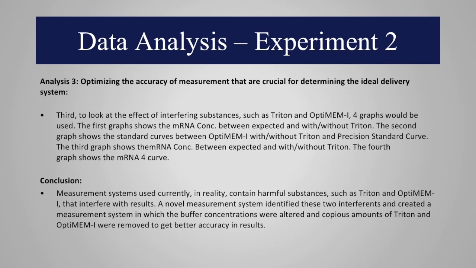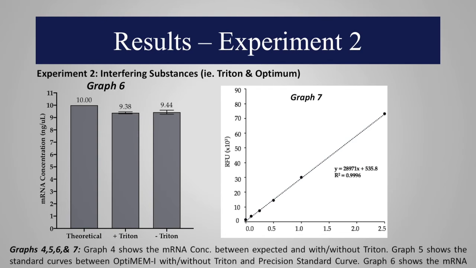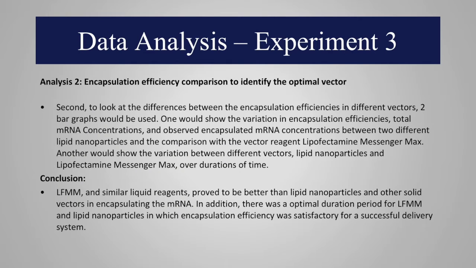Next, we looked at any interference that might be present in the experiment itself, and we found two interferences, trident and optimum, which are found in laboratory settings, and we found that these significantly hindered encapsulation efficiencies. For example, the removal of these interferences led to a 25% increase in the encapsulation efficiencies. Hence, we identified novel interferences that are present in laboratories that could hinder encapsulation efficiencies and hinder gene therapy success.